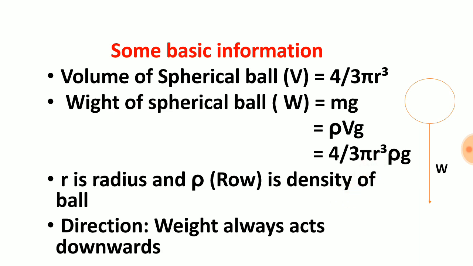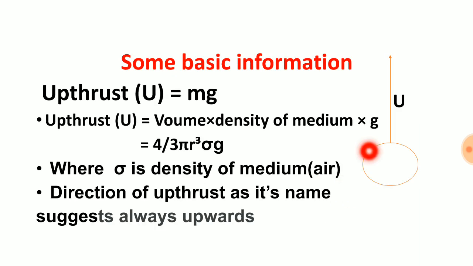Now let us learn what is upthrust. Upthrust is also m into g. Upthrust always acts upward, and here mass is also volume into density, but density for upthrust is density of medium. So density of medium is denoted by sigma. In Millikan's oil drop experiment we use air as a medium, so upthrust always acts upwards.